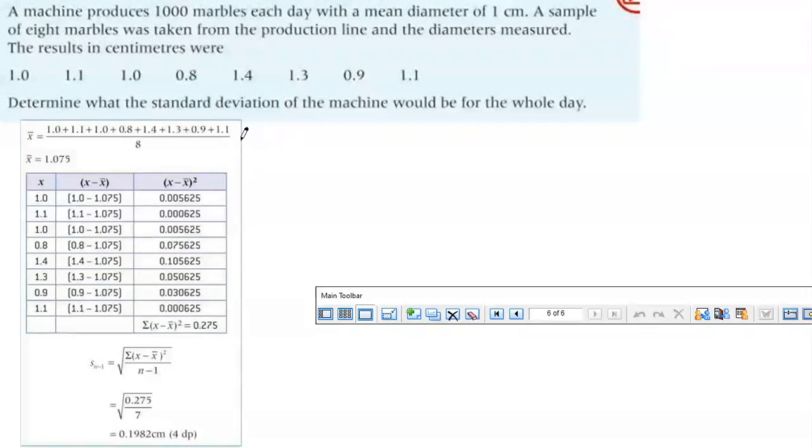So if I translate the formula here, I'll just write sigma xi over n. I didn't multiply it by the frequency. But normally, for example, you can write 1.1 times 2, and then you add them. I get x bar. Then I will find x minus x bar and then x minus x bar squared. I will do the formula, and that gives what the standard deviation of the machine would be for the whole day. So this is my prediction for the standard deviation.